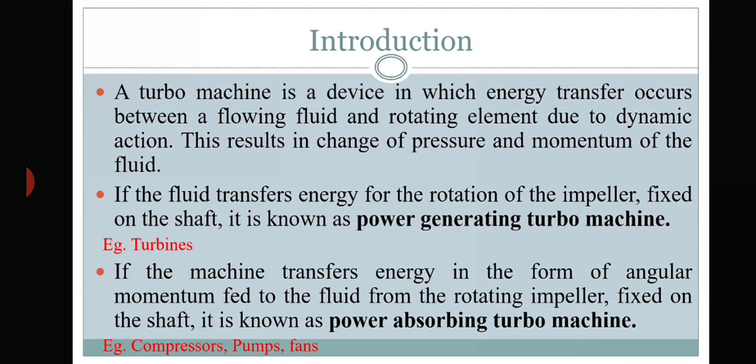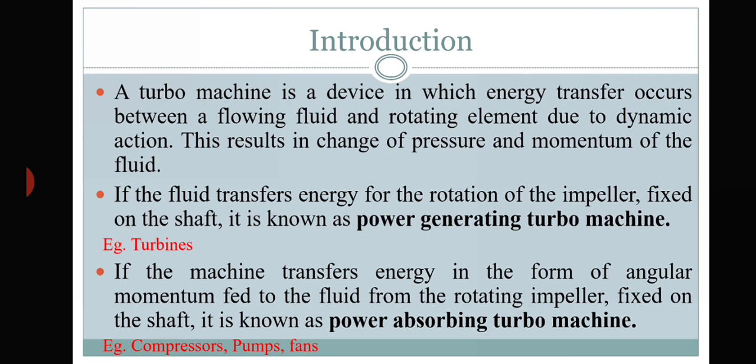It can be a power generating turbo machine, or it can be a power absorbing turbo machine. Power generating means you utilize the energy of the fluid to rotate a particular rotor. For example, a turbine. In a turbine, as the fluid passes over the turbine rotor, the rotor rotates, and that rotation can be coupled to a generator, and the generator can produce the power output or electricity output. That is a power generating turbo machine.